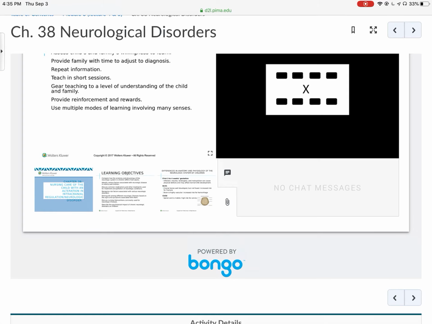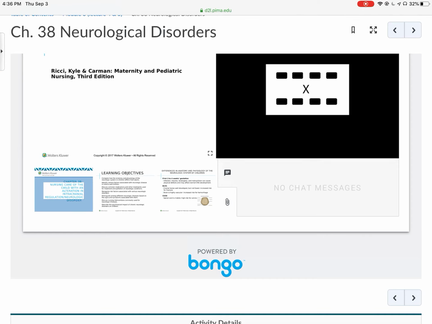So family teaching, the biggest thing in these situations with head injuries or any type of neurological defect is assessing the family's willingness to learn, providing the time to adjust to the diagnosis. If this is a new onset seizure disorder, they're going to need time to adjust to what this is, what it's going to mean for them and their family. You need to repeat the information. If you're talking to a patient with a TBI, you need to constantly repeat the information. Gear it towards their level again, and then multiple ways to teach is important. And that's it.